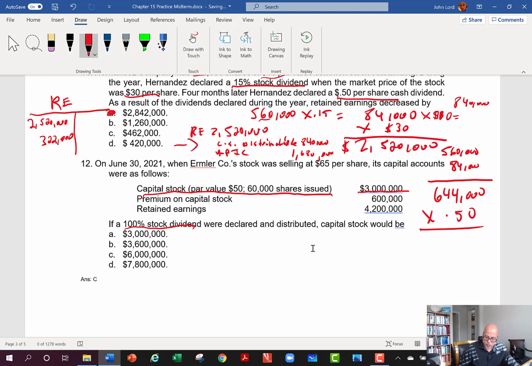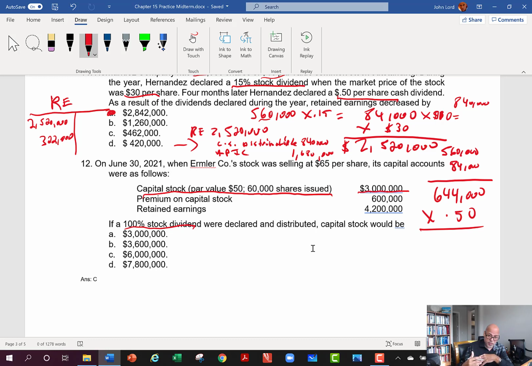Now, don't get confused. This is not a stock split. A stock split has no impact on stockholders' equity at all, right? You simply double the number of shares outstanding, but you cut in half the par value. That's not what this was. This was a 100% stock dividend. So this is clearly what? This is clearly a large stock dividend.